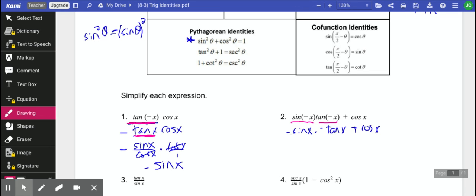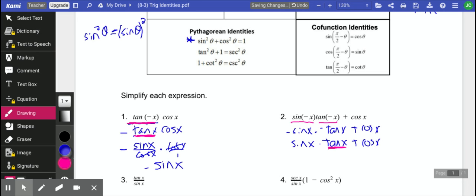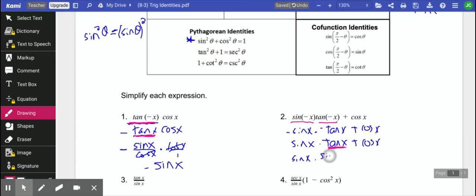Now, the negatives are going to cancel each other out, so I have sine x times tangent x plus cosine x. And now what? Well, let's try the same thing we did over here. Let's change that tangent. Remember, we said tangent was sine over cosine. So we have sine x times sine x over cosine x.